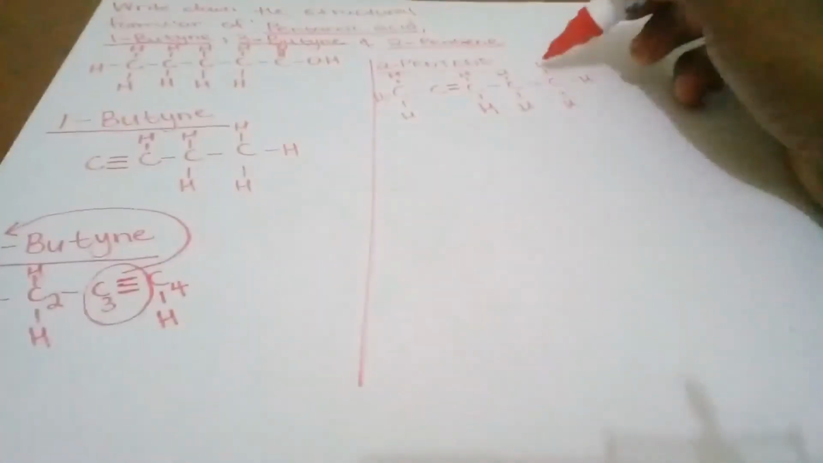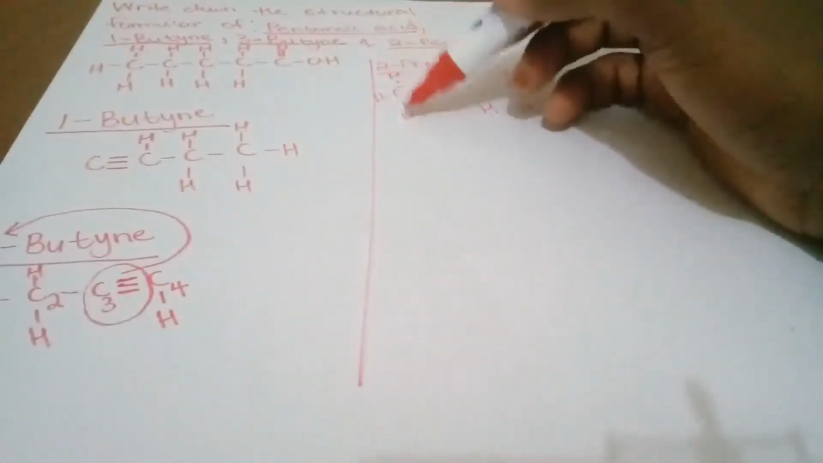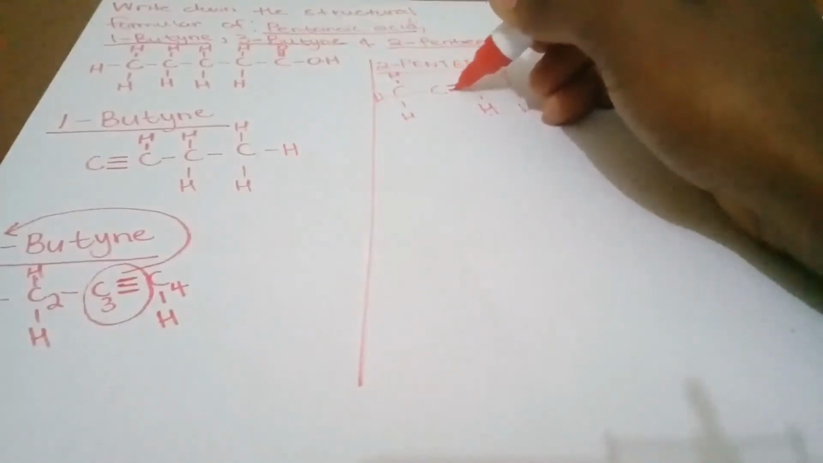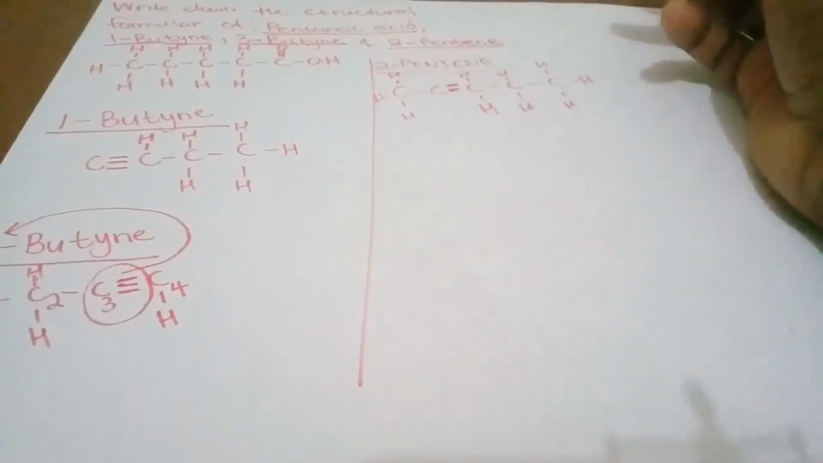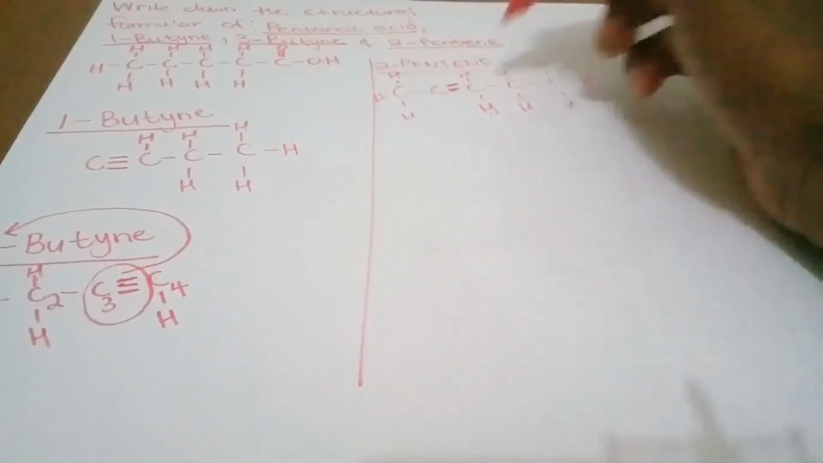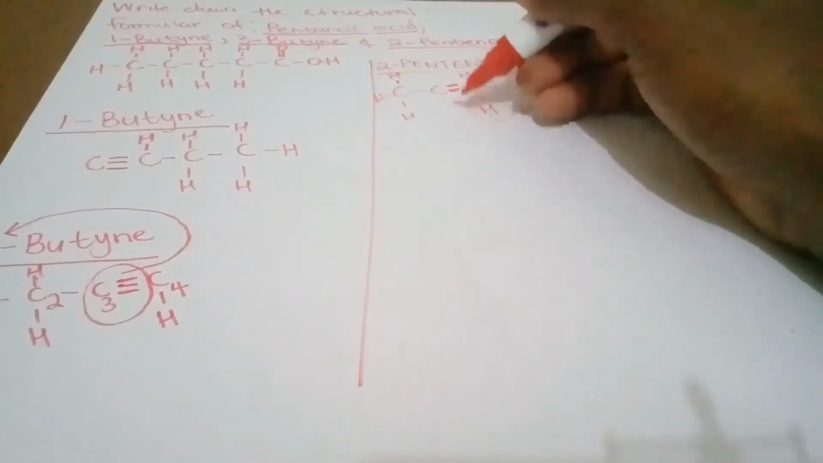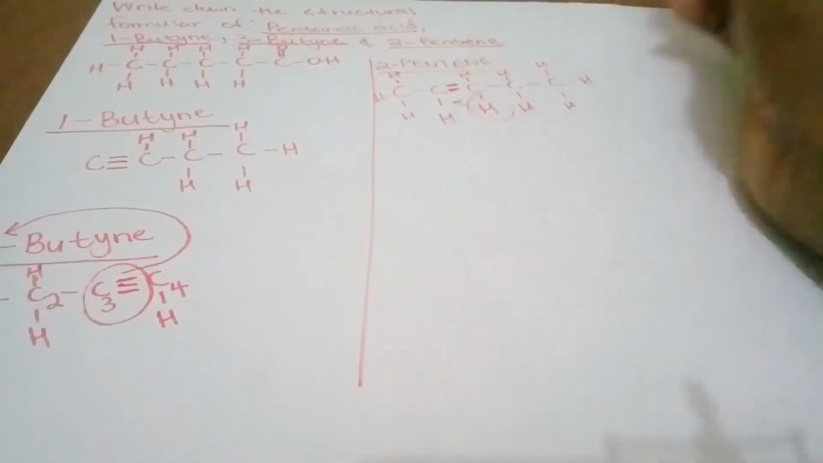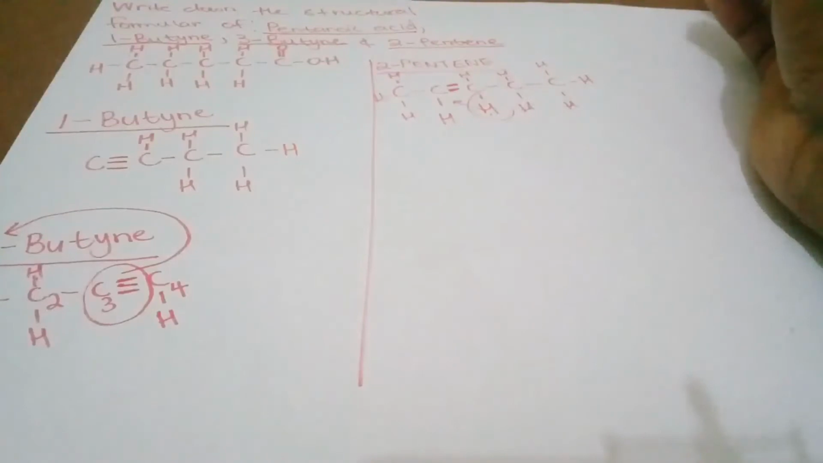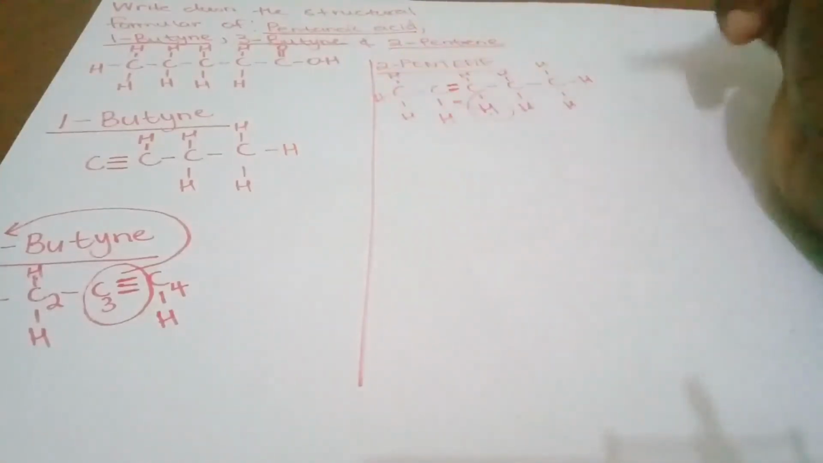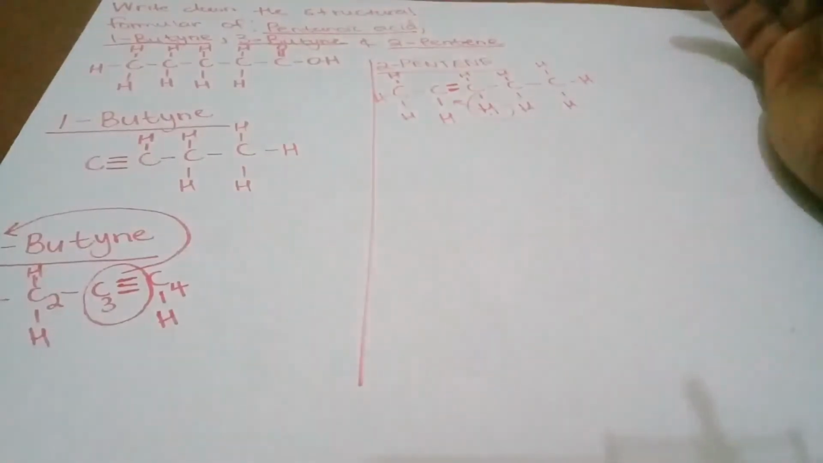So 1, 2, 3, 4, 5, 6, 7, 8, 9, 10. Yes. So these double bonds are for this C atom. Or we can take this H to here to be like this. 1, 2, 3, 4, 5, 6, 7, 8, 9, 10. That's correct.